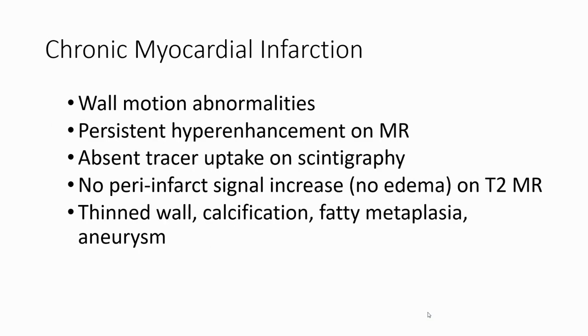What is the first differential diagnosis? The first differential diagnosis with acute myocarditis is chronic myocardial infarct. Wall motion will be abnormal, with persistent hyperenhancement or absent tracer uptake on scintigraphy, no peri-infarct signal increase on T2 imaging, and possible calcification, fat metaplasia, and aneurysm.